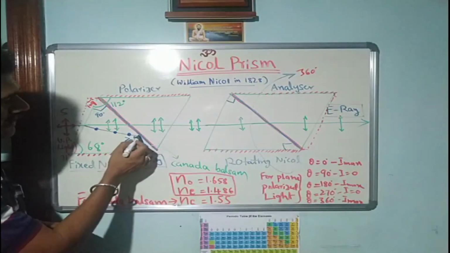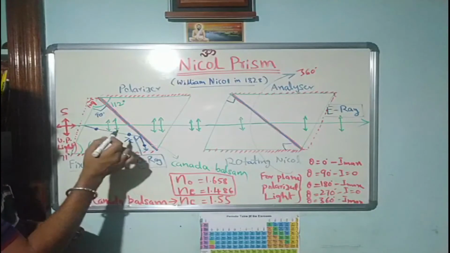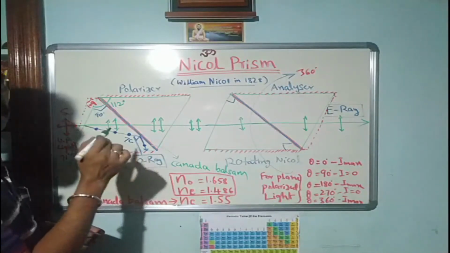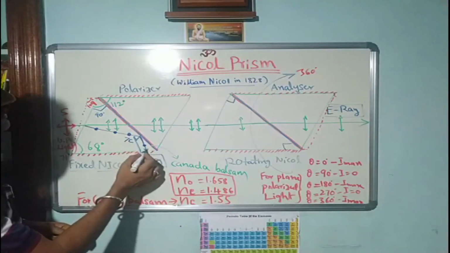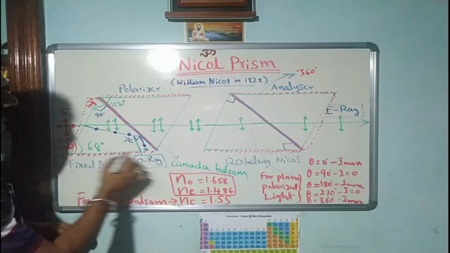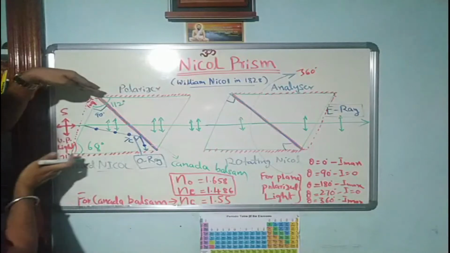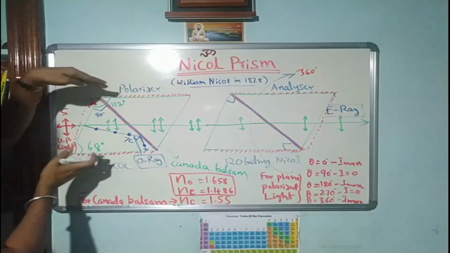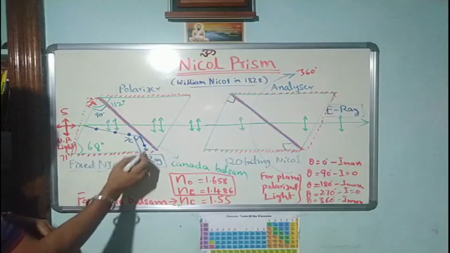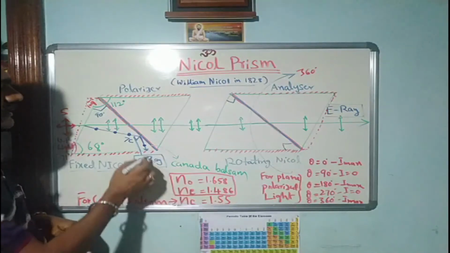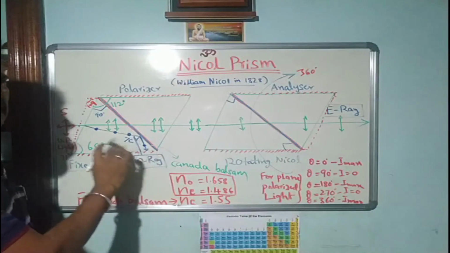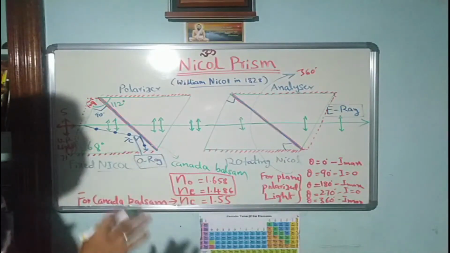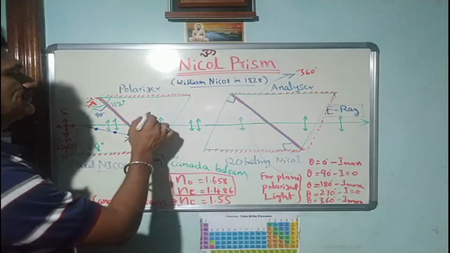It just reflects back due to the phenomenon called total internal reflection. So now you look at this ray. The reflected ray is just absorbed at the other surface. These surfaces are actually blackened, not transparent, and hence the light is not coming out of the prism at all. It is just absorbed here itself. In that way, one of the ordinary rays is eliminated. So you have to analyze only the extraordinary ray.